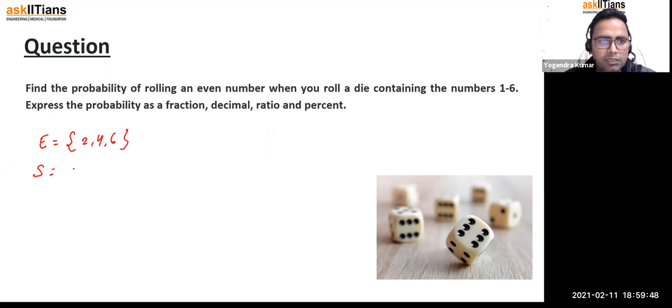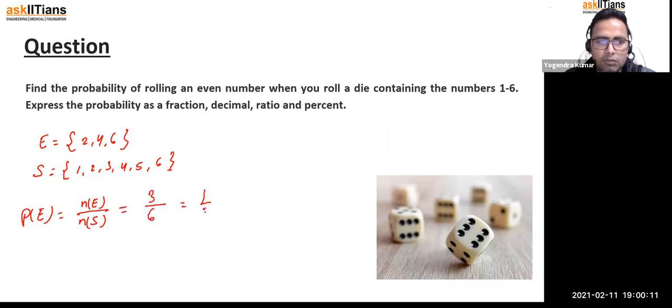Now what is the sample space we have? 1, 2, 3, 4, 5, and 6, right? So the probability of E will be N of E divided by N of S. That is the definition of probability, right? The number of elements in the event divided by the number of elements in the sample space. So this is 3 divided by 6, which is 1 by 2.